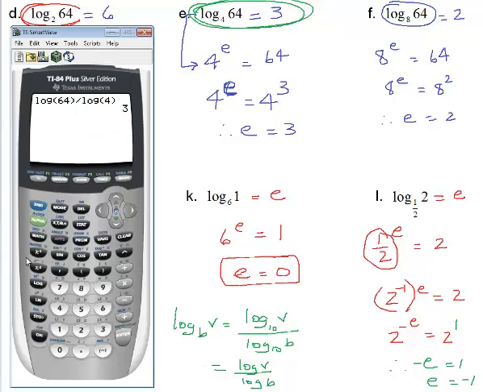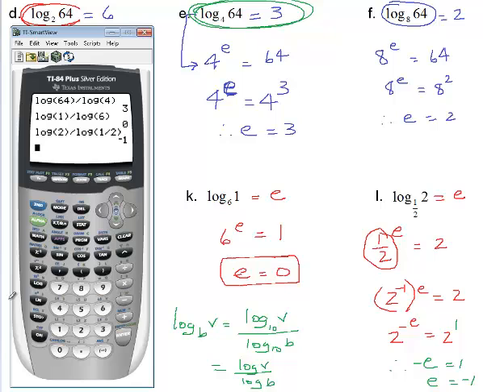Let's check K. So log base 6 of 1 would be the log of 1 divided by the log of 6, and that should equal 0. Look at that. And we'll do L as well. So log of 2 divided by the log of the base, which is log of 1/2. Whoops, I got an extra 1 divided by 2. And that should equal negative 1, and it does.